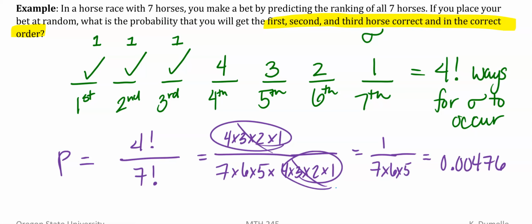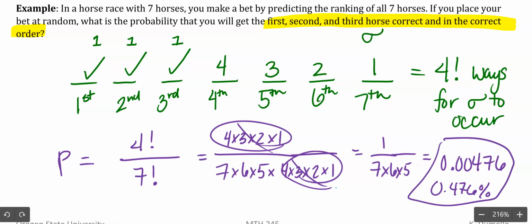And if we turn that into a percentage, we would get 0.476% of getting the first, second, and third horse correct in the correct order. Pretty small probability.